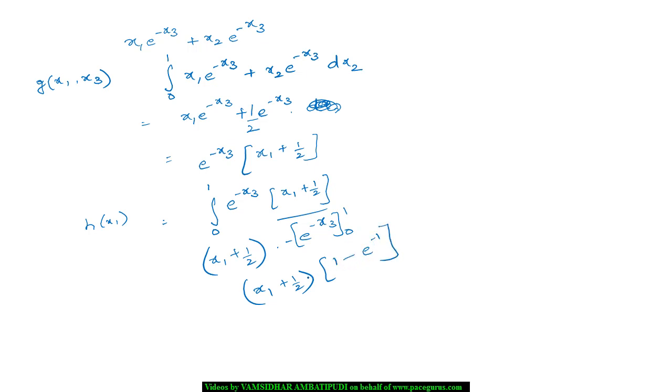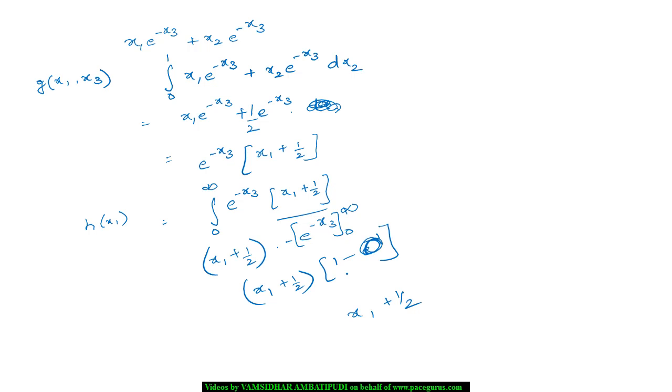Since x3 is lying between 0 and infinity, I should take the limits like this: e to the power of 0 minus e to the power of minus infinity, which is 0. So overall it comes out as x1 plus 1 by 2. So the marginal density function of x1 alone is x1 plus 1 by 2.